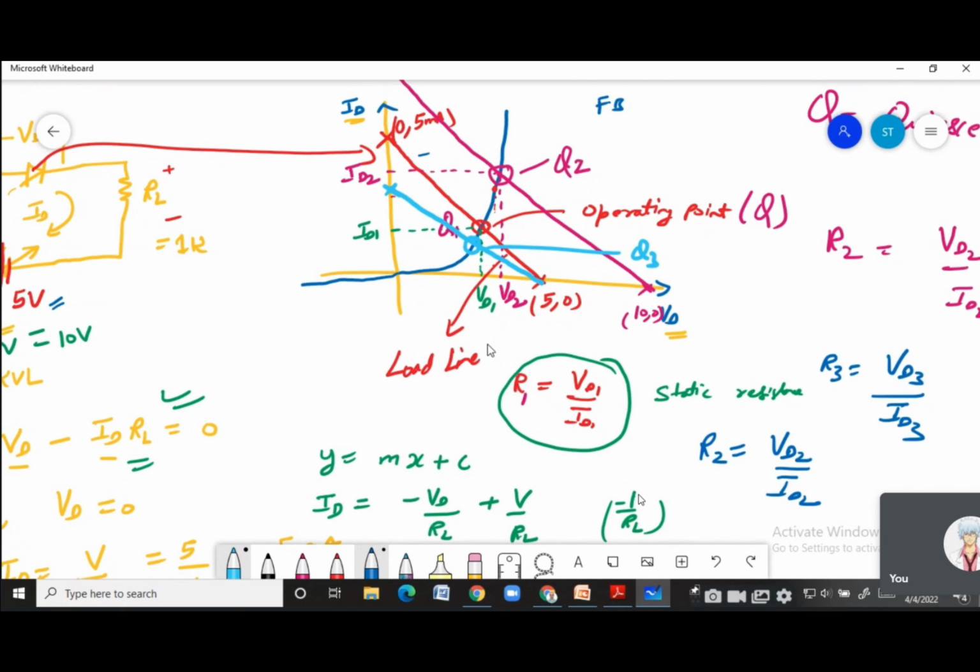Then my question is that out of R1, R2 and R3, which resistance is going to be the highest?